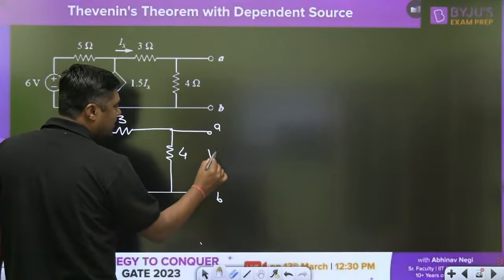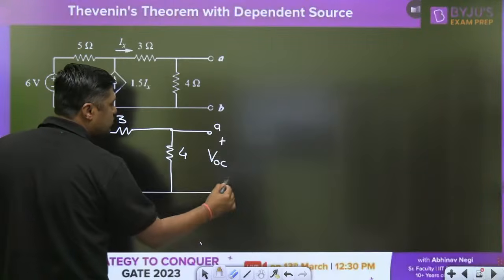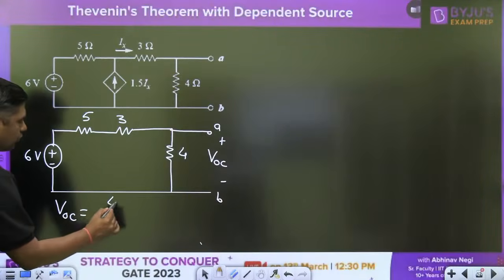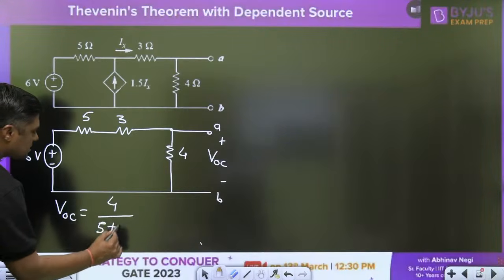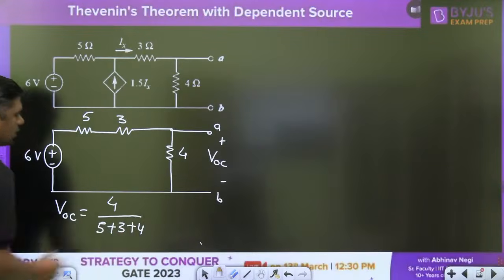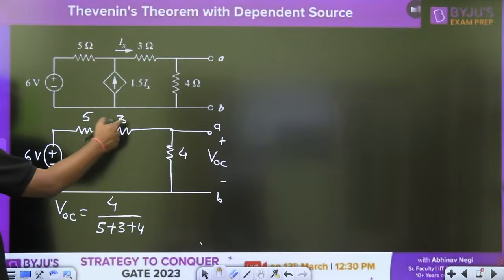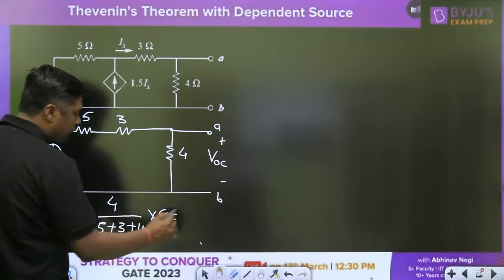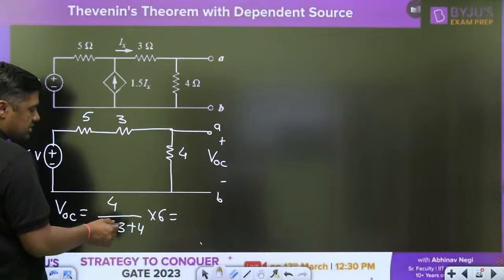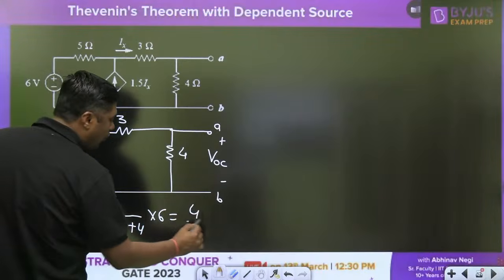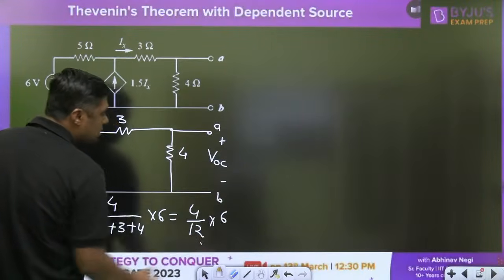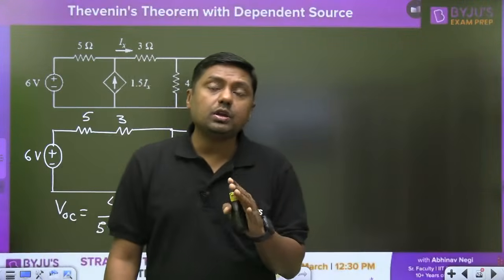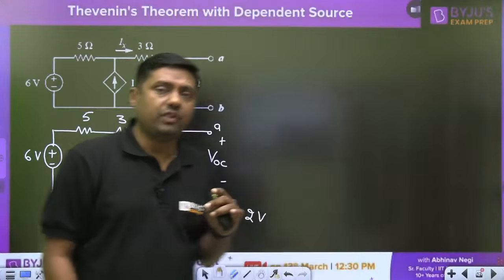You have to find the Thevenin's, then you can directly find the VOC at this point, and you can apply the voltage division rule: VOC is equal to 4 divided by 5 plus 3 plus 4, into 6 volt. This will become 4 divided by 5 plus 3, that is 8, plus 4, 12. 4 divided by 12 into 6, and that is nothing but 2 volt. This is without the dependent source. This question was very, very easy.